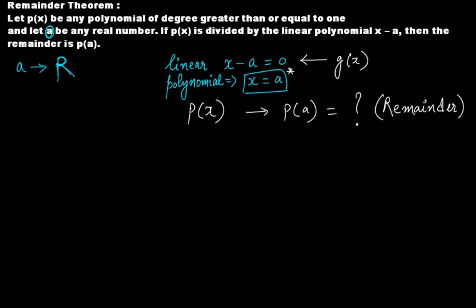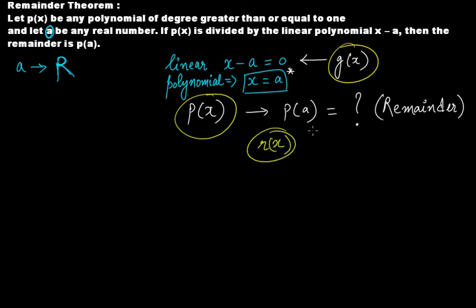Let's see the proof. So if P(x) is your polynomial, the dividend, g(x) is the divisor, and let's take R(x) as the remainder polynomial and Q(x) as the quotient polynomial, then from that we can write P(x) is equal to g(x) multiplied by Q(x) plus R(x).